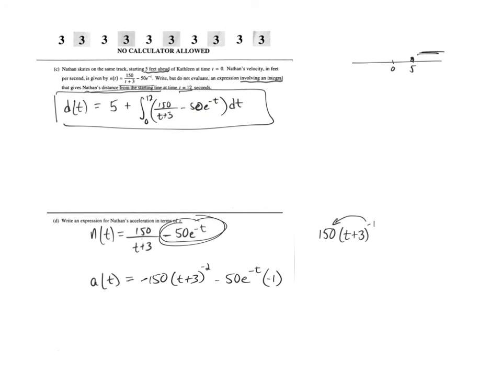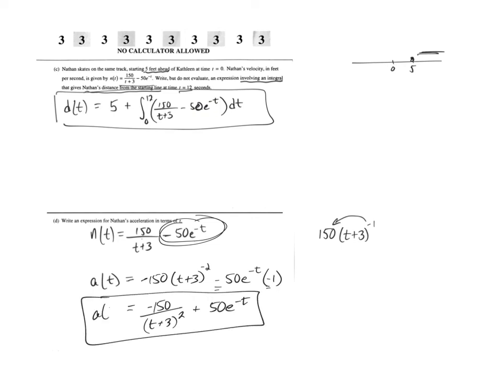So cleaning that up, we really just have negative 150 over t plus 3 quantity squared. That's what the negative 2 exponent would do. This negative and this negative would come together to be a positive, and we'd have 50 e to the negative t. And there's an acceleration formula for Nathan. And it looks like that's all we have for that problem.